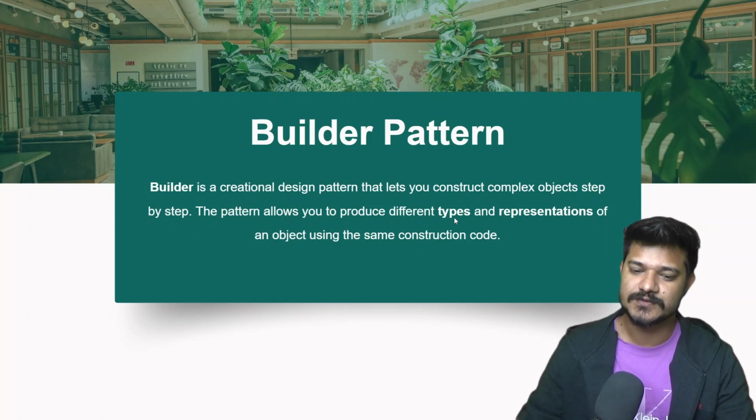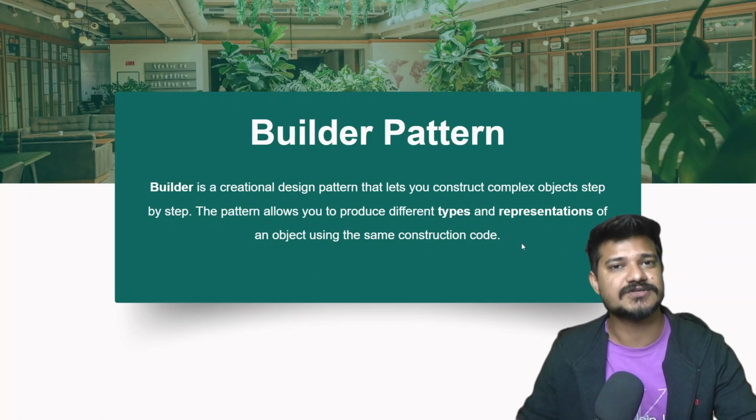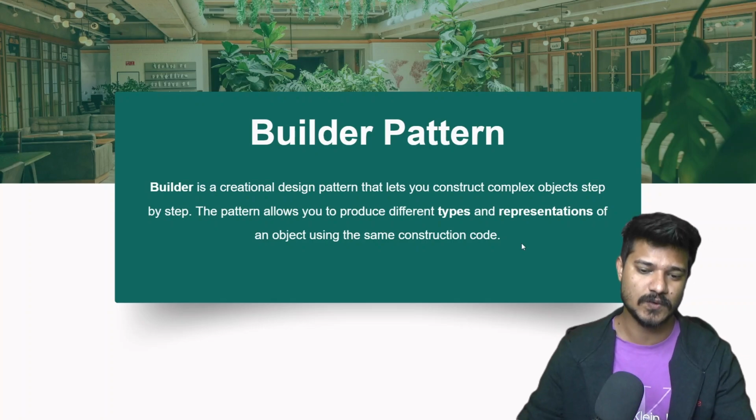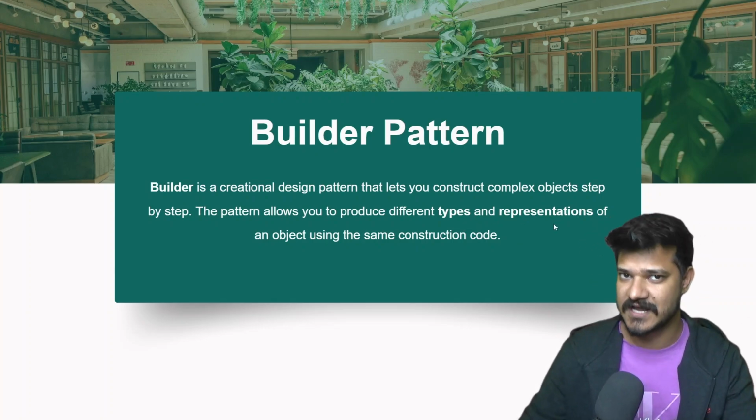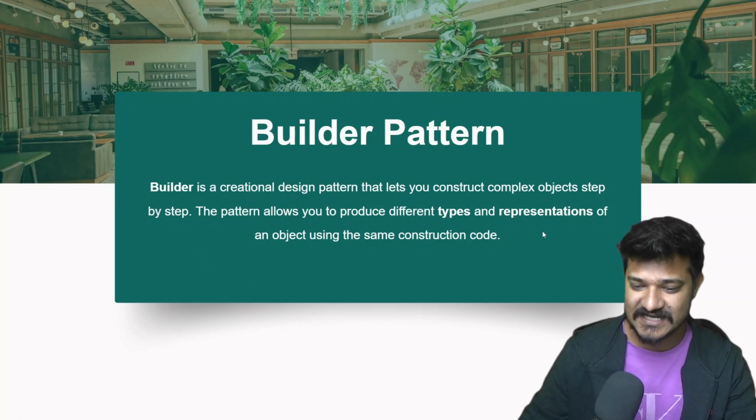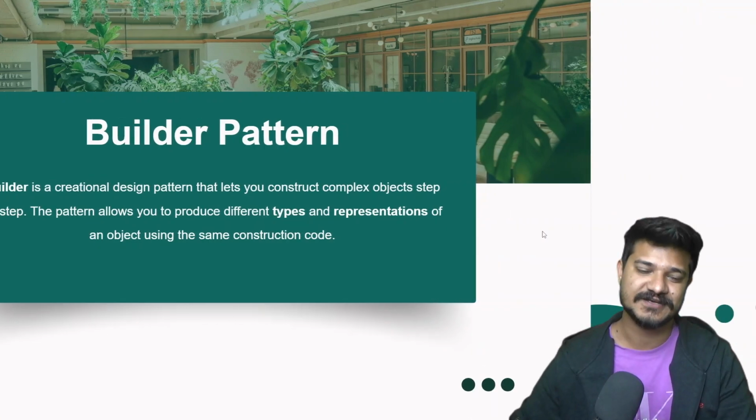This pattern allows you to produce different types of representation of an object using the same construction code. So we have the same construction code using which we can create different types of representation for the same class. What does this line mean? I'll explain in the next slide.